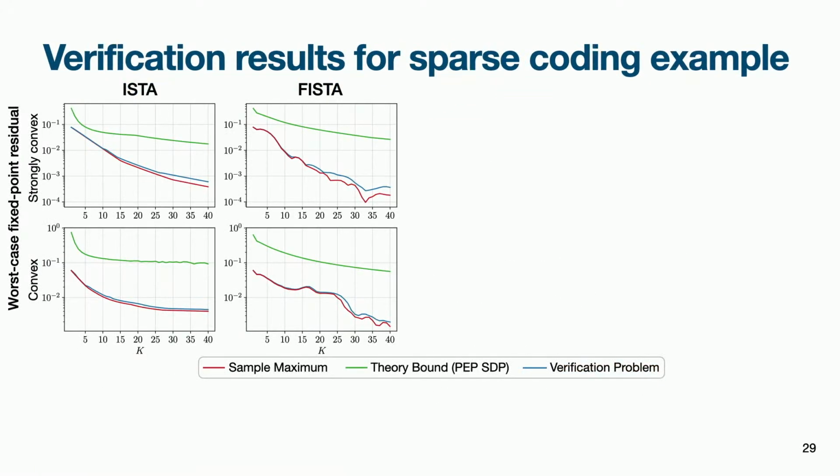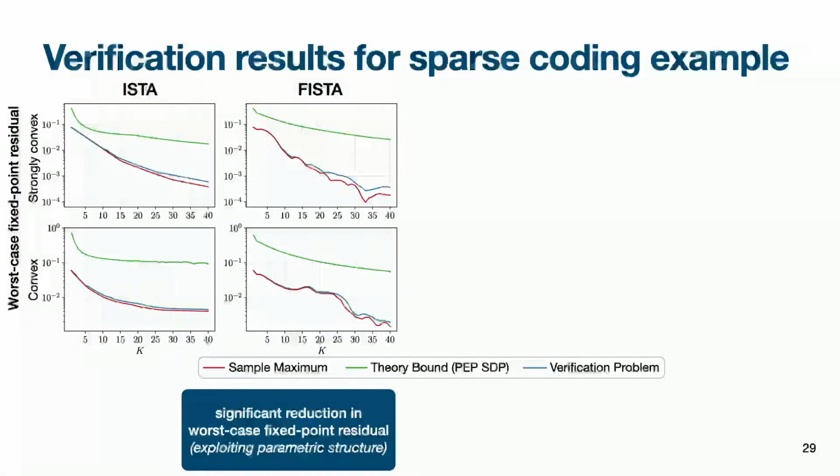So then how do these compare? Here I have ISTA in this column, the accelerated version in this column. The first row is for strongly convex problems, and the second row is for convex problems. You can see that the bounds tend to be better for strongly convex problems. The green lines are the theory bounds from the performance estimation problem. The red lines are the sample maximum, obtained by literally sampling in this set calligraphic X, which is where the parameters live, and then taking the worst case value across these instances. And the blue line is exactly the solution of our mixed integer linear program.